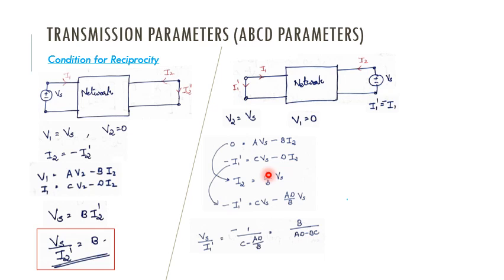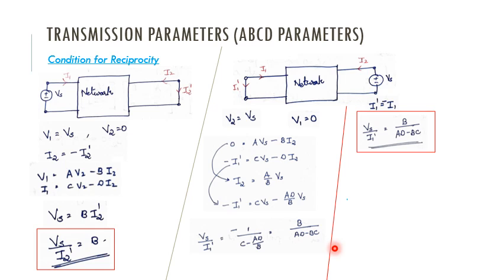So now we can write the excitation to response ratio, which is Vs by I1 dash, equal to minus 1 divided by C minus AD by B. That is equal to B minus AD minus, B by AD minus BC. So in the second case, excitation to response ratio is B divided by AD minus BC.